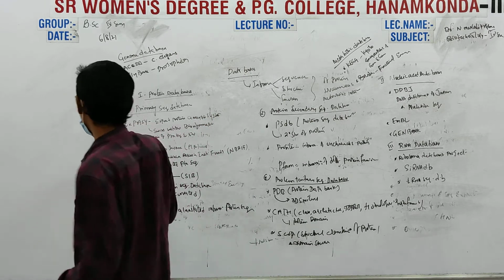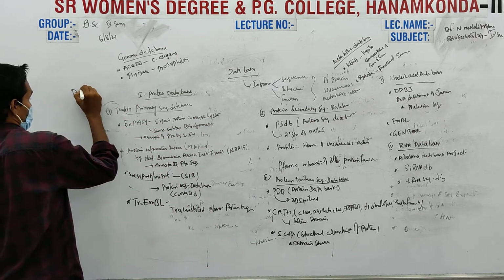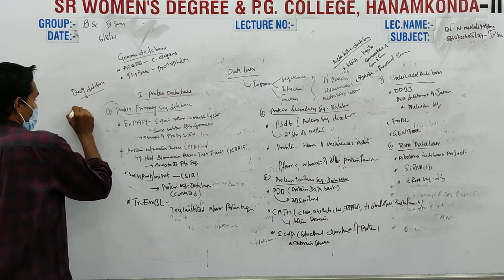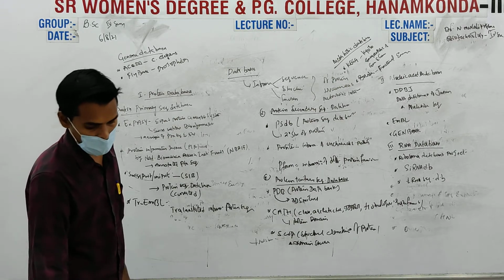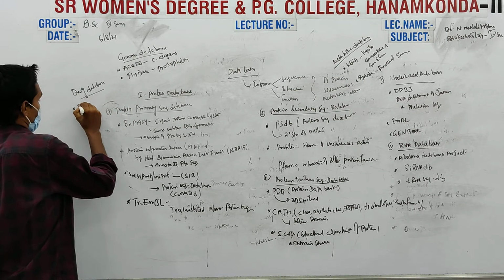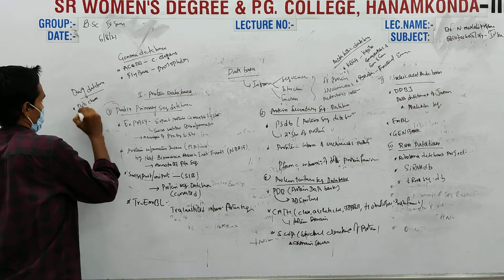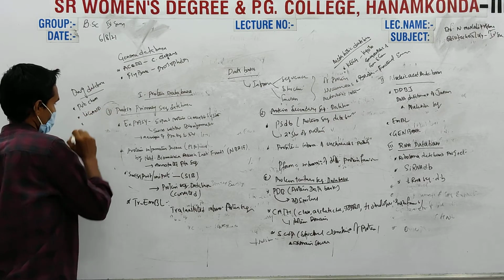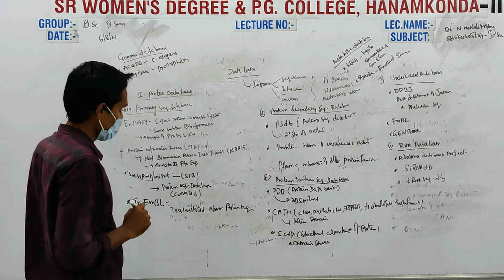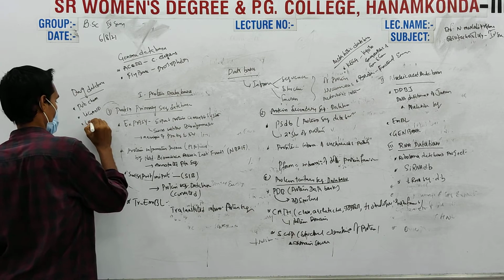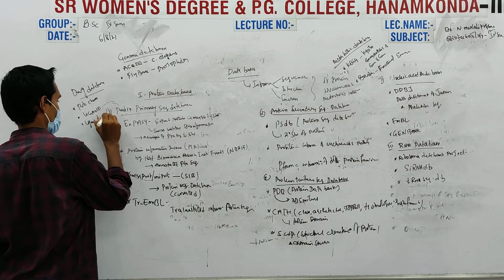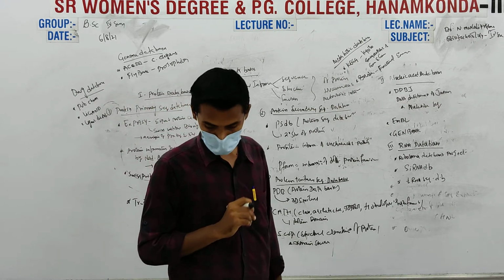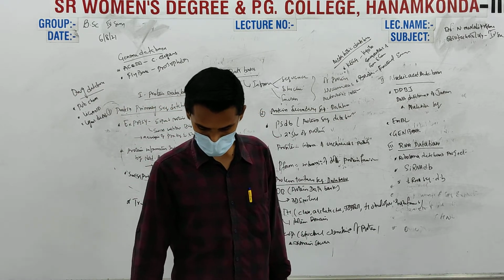Next, drug databases. We have PubChem, Ligand, and Ligand Depot. So these are the databases which concern drugs.